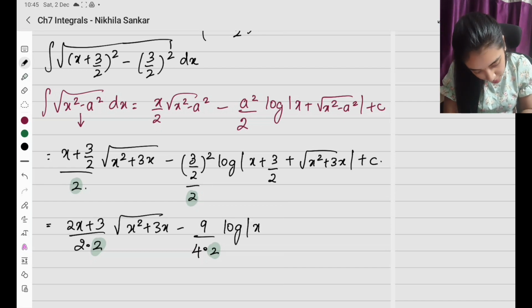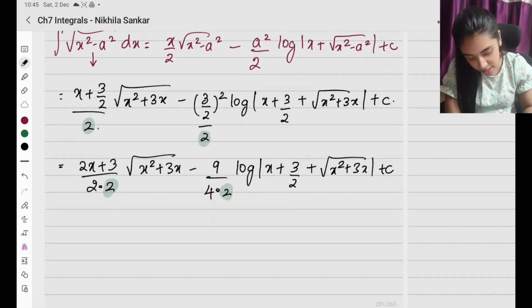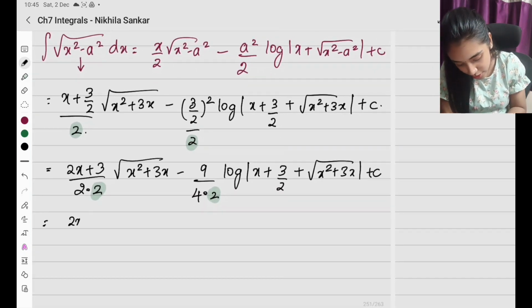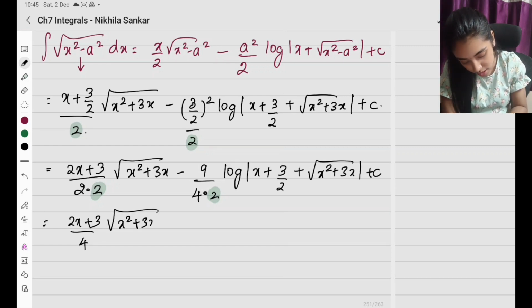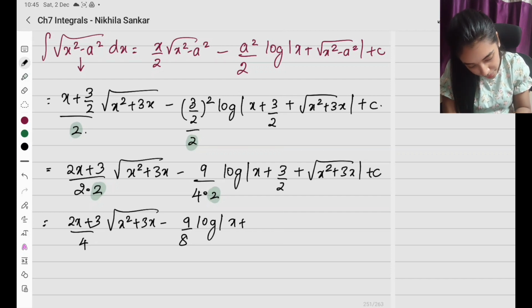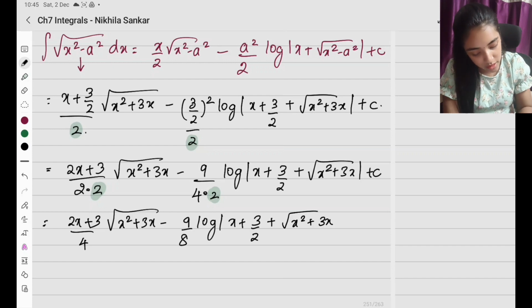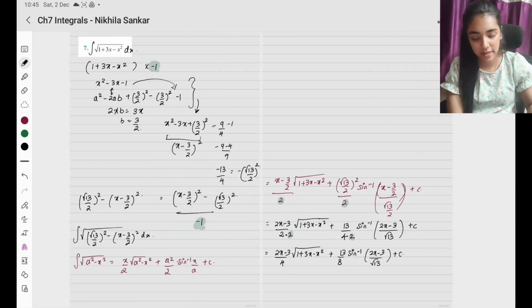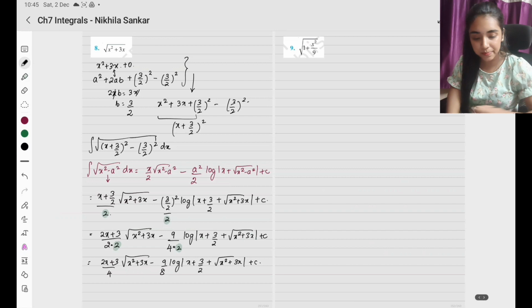Log mod x plus 3 by 2 plus square root of x square plus 3x plus c. So what is my final answer? 2x plus 3 by 4 square root of x square plus 3x minus 9 by 8 log mod x plus 3 by 2 plus square root of x square plus 3x plus c. Okay? Simple.